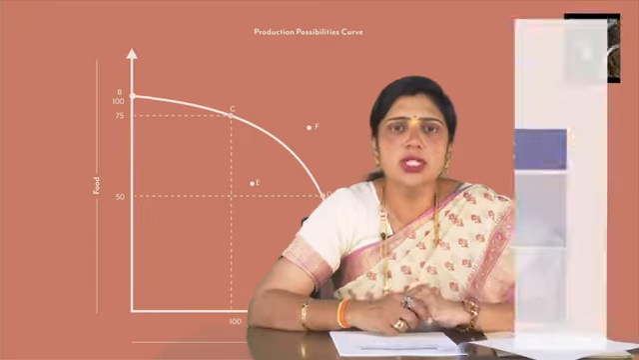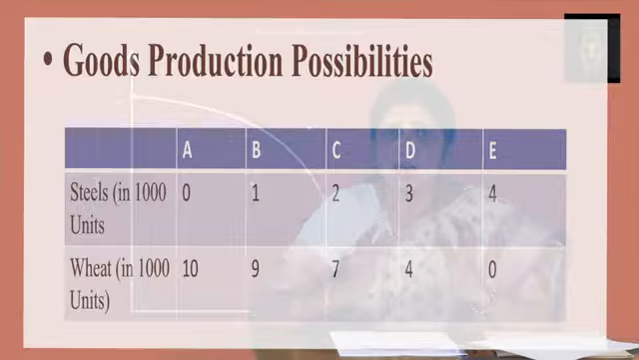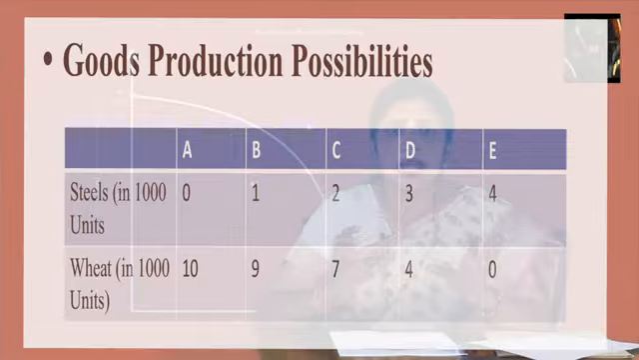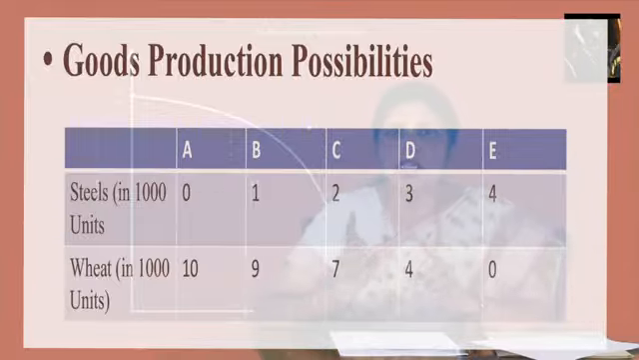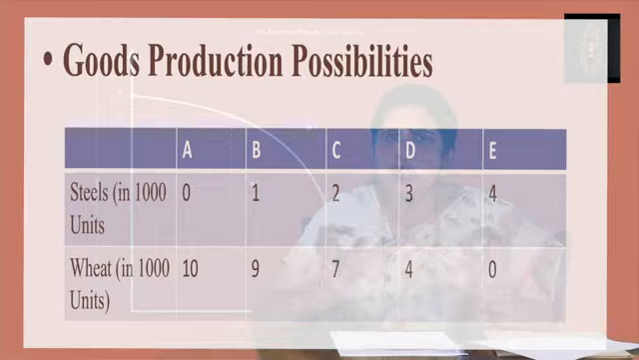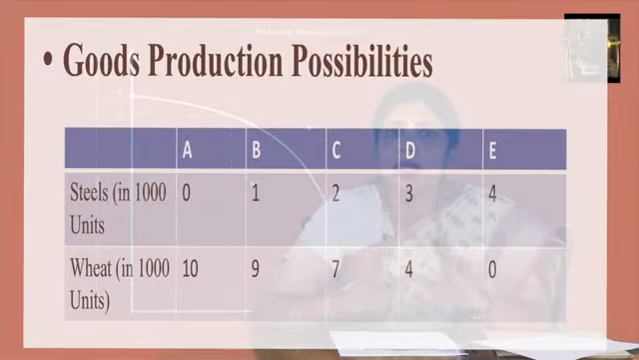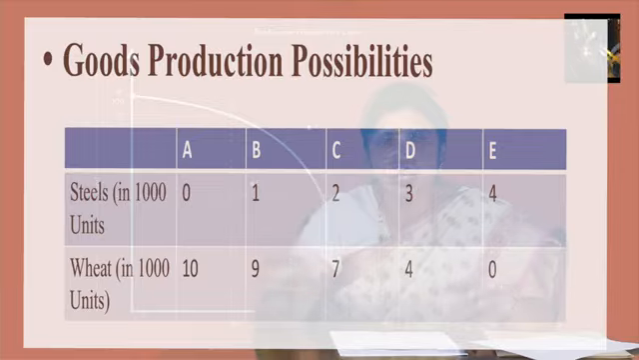From the above production possibility schedule, it is clear that the economy has possibilities to produce steel and wheat in different quantities. According to the possibility, the economy can entirely devote its resources to produce wheat. It can produce only 10,000 units of wheat, but there will be no steel production. If it uses all the resources to produce steel, it can produce 4,000 units of steel, but no wheat at all.